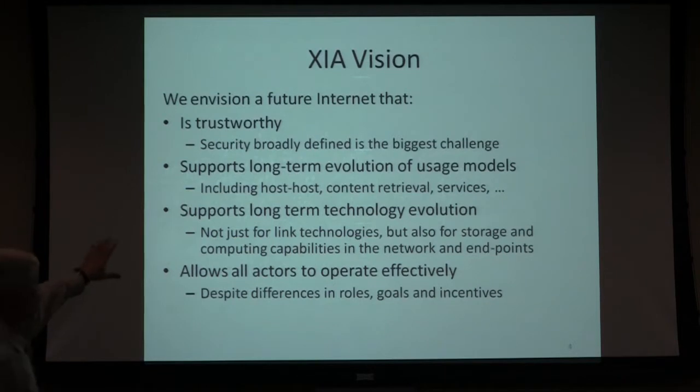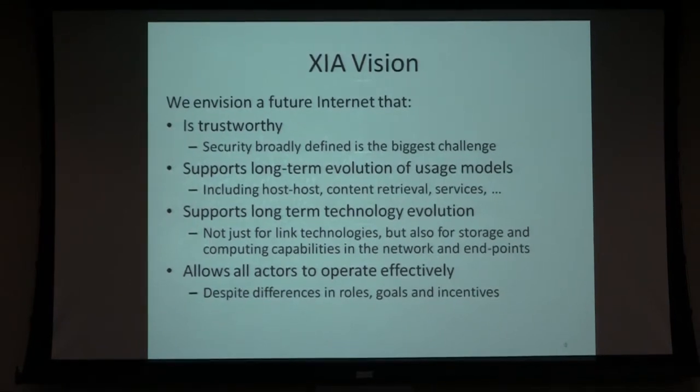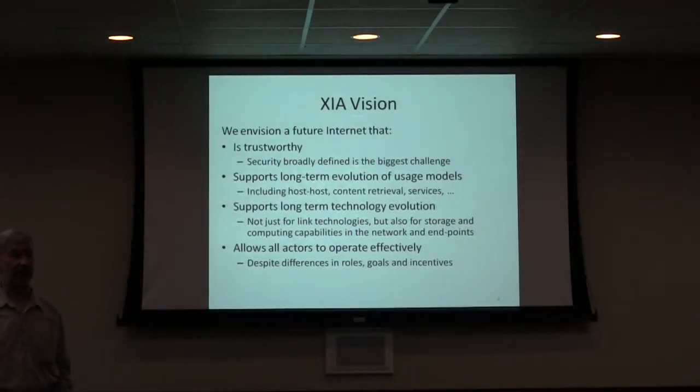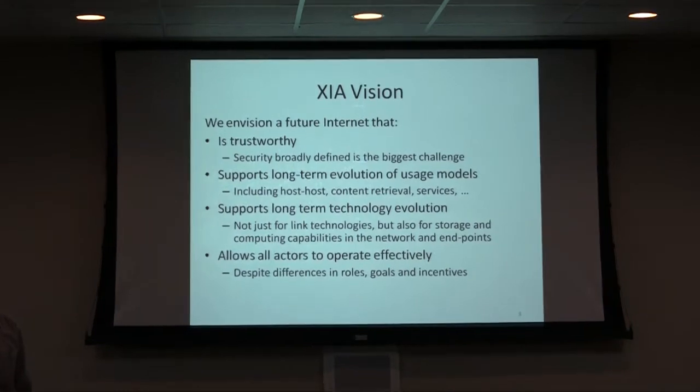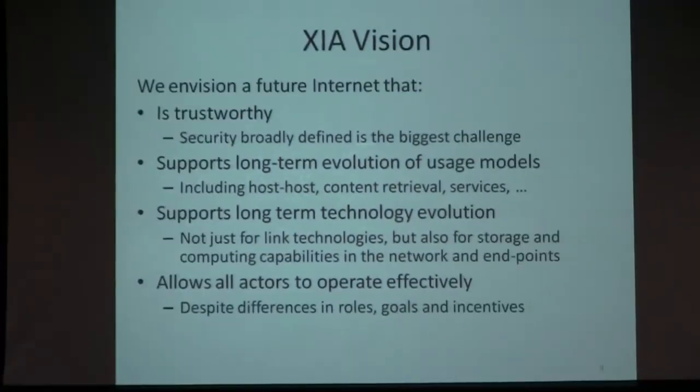The third part of the vision is long-term evolution of technology. And again, I think we need to give credit to the internet in the sense that it actually has been very successful in running over different types of link layer technologies. The original internet effectively ran over telephone lines. Okay, roughly speaking, that's correct. Today, there are very few telephone lines in the internet. In fact, the telephone system runs on top of the internet.